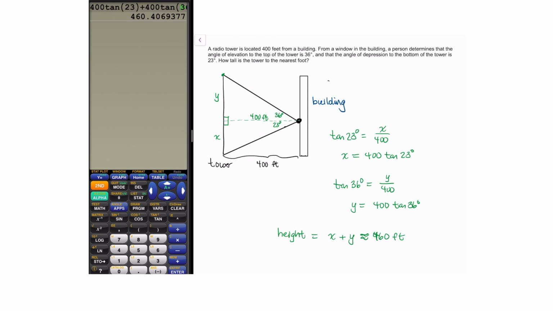Okay, so that is how we could use two right triangles in this case to solve a situation like this.